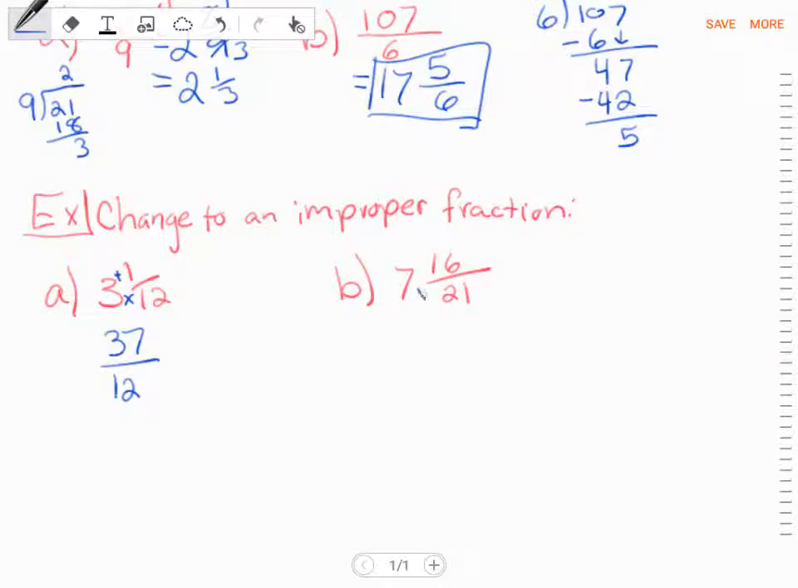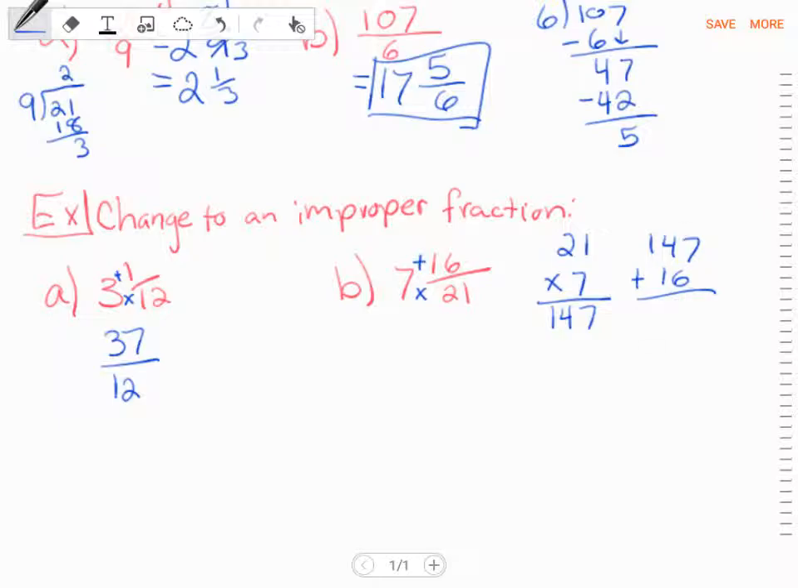Same process here. We're going to multiply the 7 times 21 and then add the 16 to that answer. Now, I don't know what 7 times 21 is just off the top of my head, and you don't have to. You're not required to know. You can go over here and do 21 times 7. 7 times 1 gives me 7. 7 times 2 gives you 14. So 147 plus 16. Again, I don't like doing everything in my head. I trust it better if I work it out.